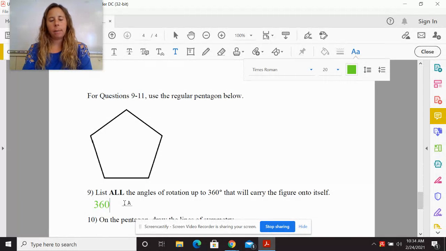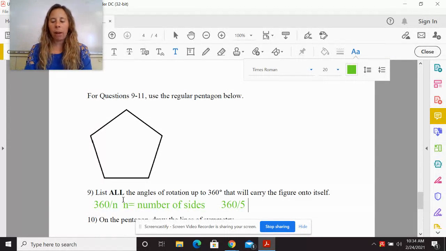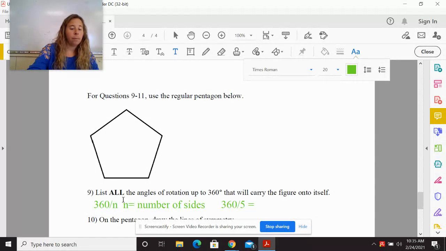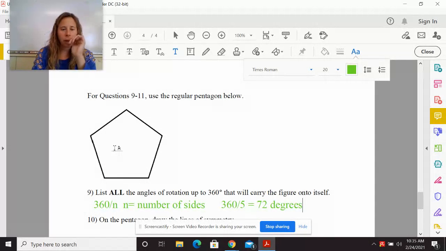360 degrees divided by the number of sides equals the angle of rotation. So for this one, I have 360 degrees divided by how many sides does a pentagon have? 5. So you get 360 divided by 5, which is 72. So 72 degrees. So if I rotate this 72 degrees, it will rotate directly onto itself.